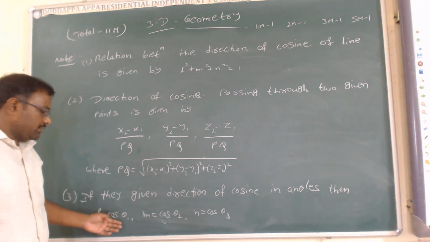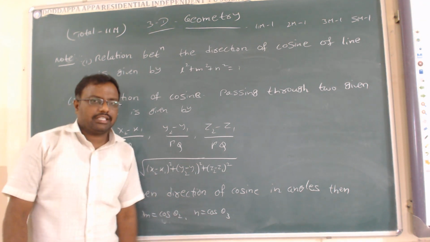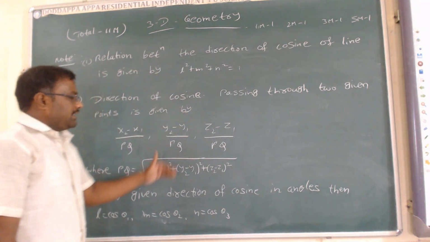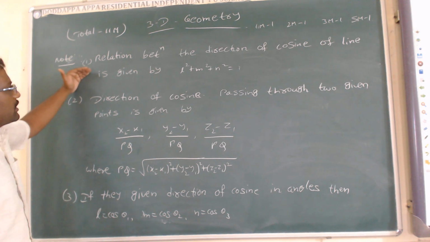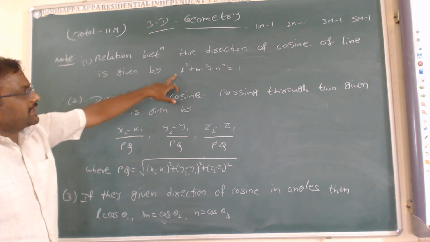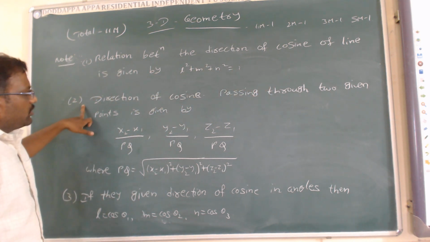Okay, another point you have to remember, if they given direction of cosine in angle, then you can take that L is equal to cos theta 1, M is equal to cos theta 2, N is equal to cos theta 3, right? These 3 points are very important. So first one is relationship between the direction of cosine of a line is given by L square plus M square plus N square is equal to what? 1.